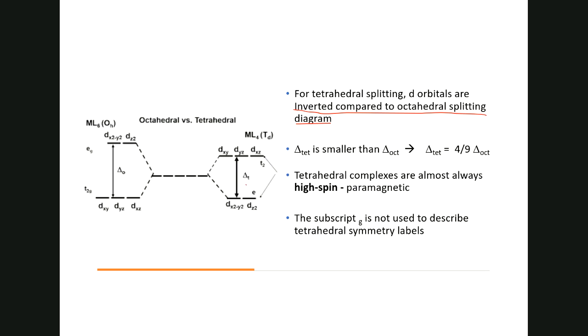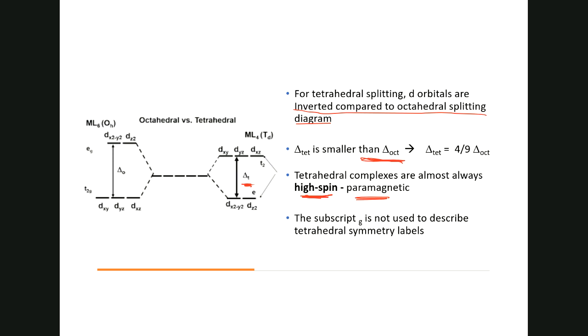Delta tetrahedral is smaller than delta octahedral, and this is because none of the ligands come into direct contact with the d orbitals. So even the dxy, dyz, and dxz that are repelled, they're repelled much less so than the dx squared minus y squared and dz squared were repelled in the octahedral case. Because of this, tetrahedral complexes, because delta is always small, tend to be more paramagnetic high spin complexes than their octahedral counterpart.